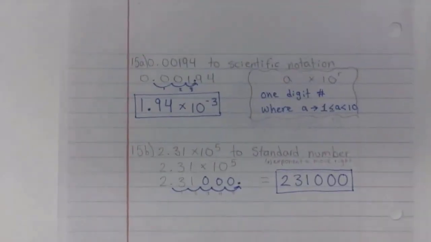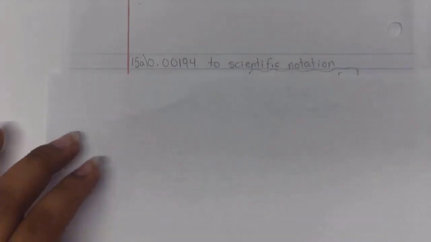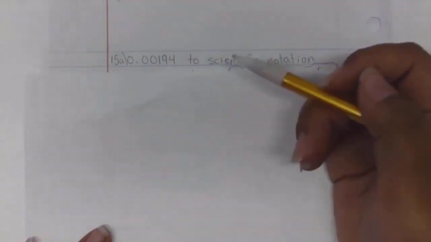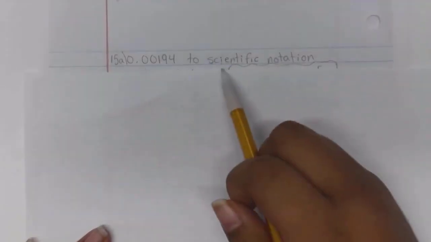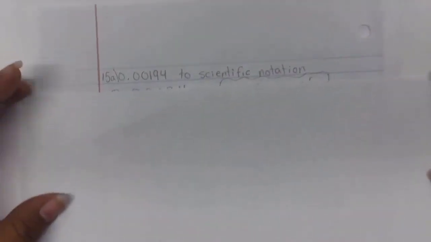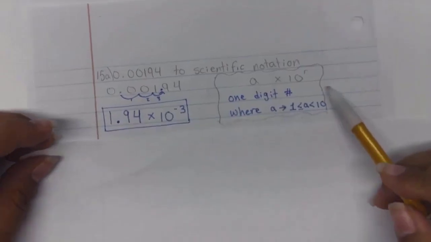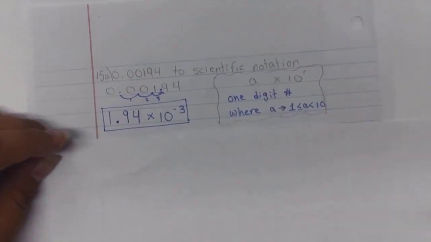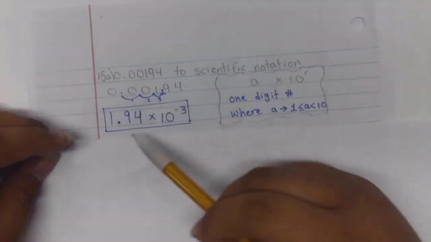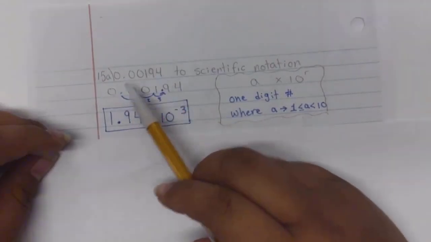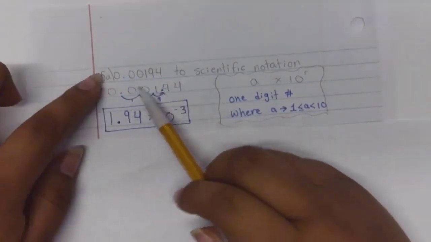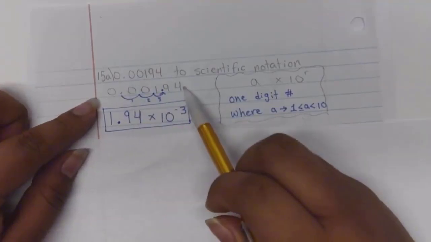Hello, my name is Micah. I'm going to start off with part A of question number 15. It's asking us to convert this number to scientific notation. Here I have a little note of what I'm thinking in my mind. First we make sure to write our number here so we don't get confused. So I'll go ahead and write it out.